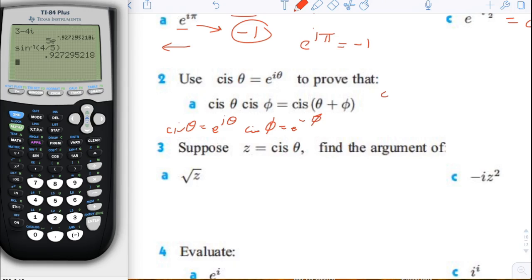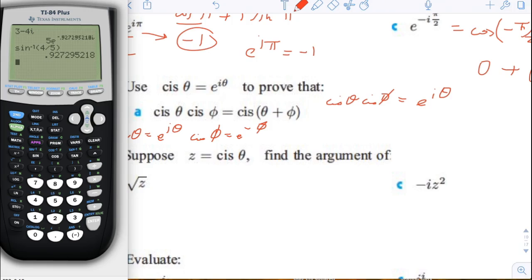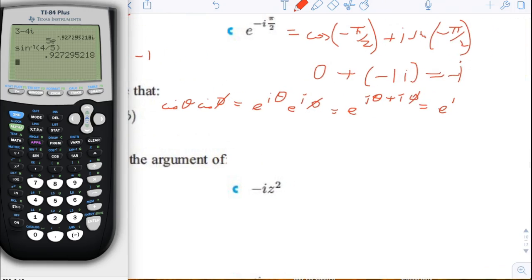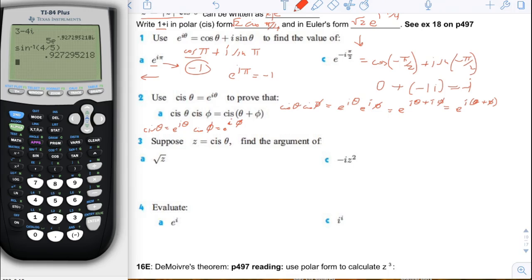So we could take this left side, which is cis theta cis phi, and we could rewrite it as e to the i theta times e to the i phi. And using the rules of exponents, we can just add those exponents together. So e to the i theta plus i phi, which is equal to e to the i times theta plus phi. And so if we convert back our e to the i times theta plus phi into cis form, we just write cis of theta plus phi. And now we're done.